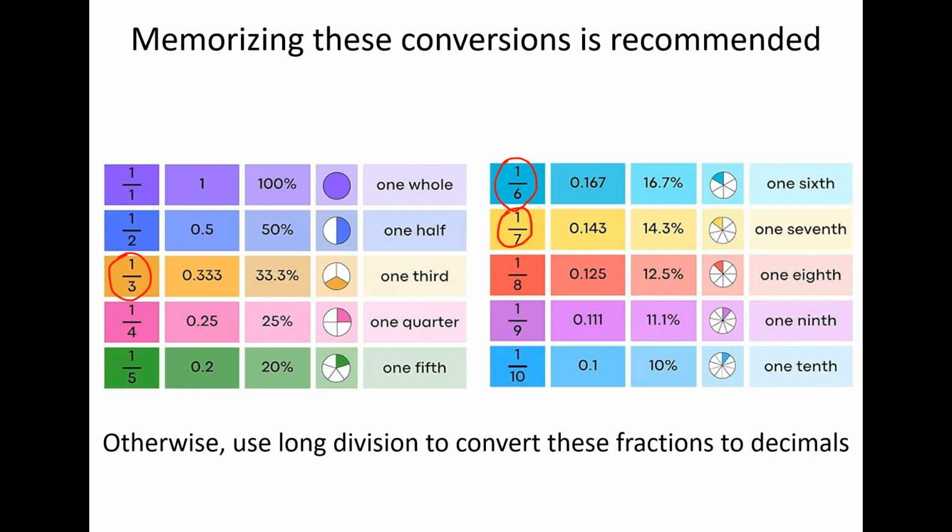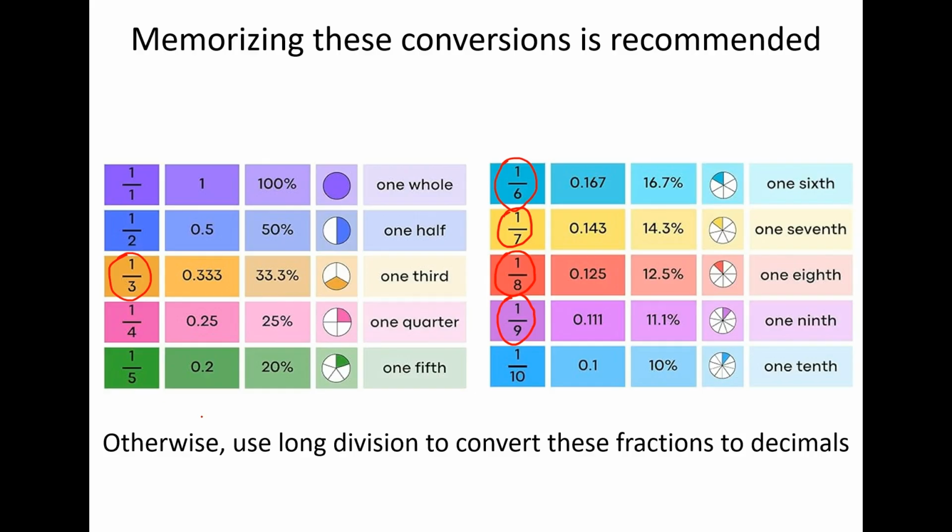1 over 8, that's an interesting one. Technically, that's actually half of 1 quarter. Because notice 0.125 plus 0.125 is simply 0.25. So if you times 0.125 by 2, you simply get 0.25. 1 over 9 is technically a third of 1/3. And then 1 over 10 is just half of 1 over 5.